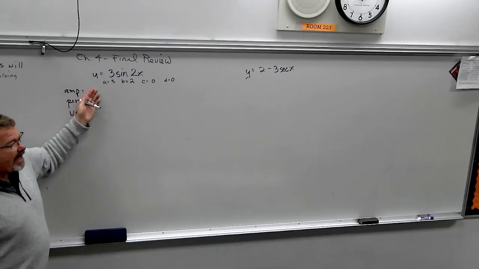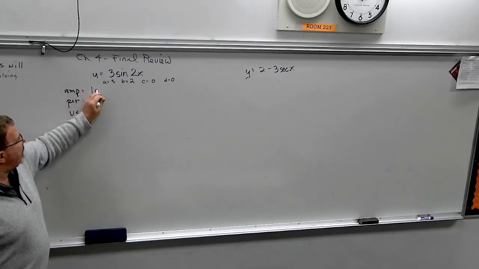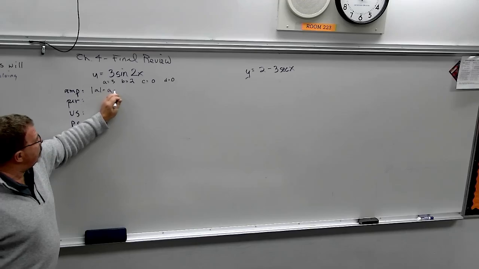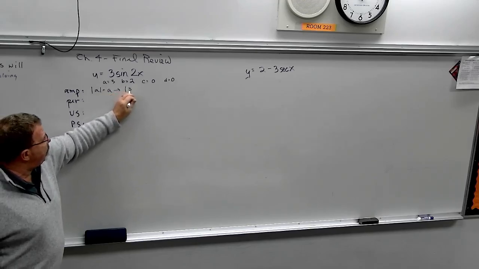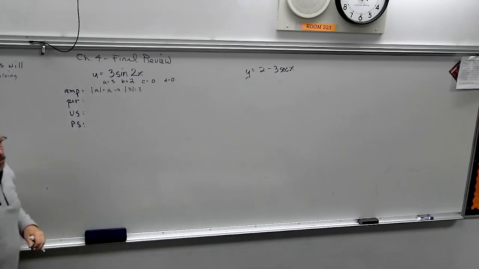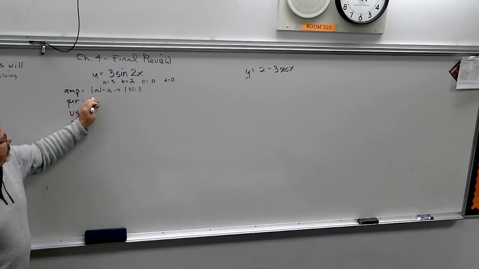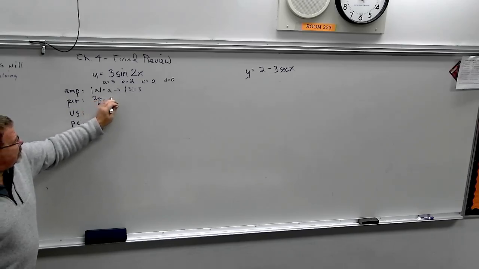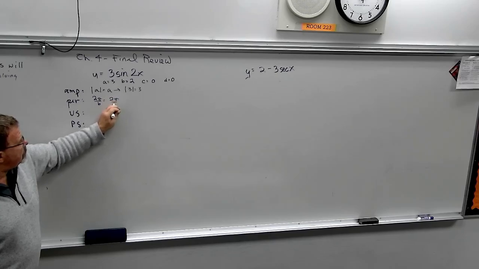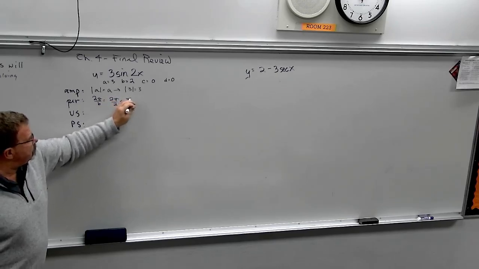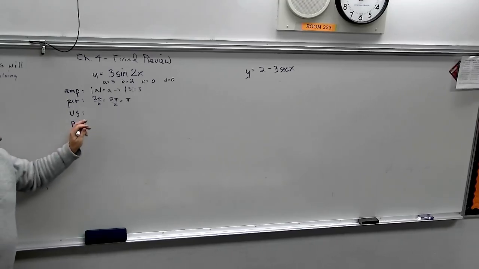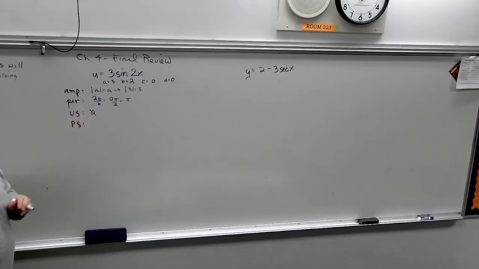Now remember to find amplitude. Amplitude is the absolute value of A. So here our amplitude is the absolute value of 3, which is 3. To calculate the period, it's 2 pi divided by B. So it's 2 pi divided by 2, which is pi. Vertical shift is whatever C is, which we don't have. And phase shift is whatever D is, which we don't have.